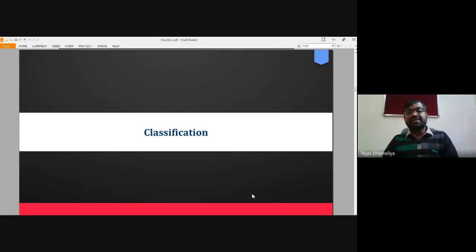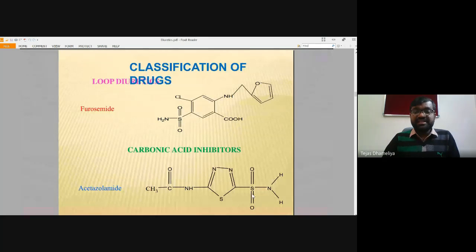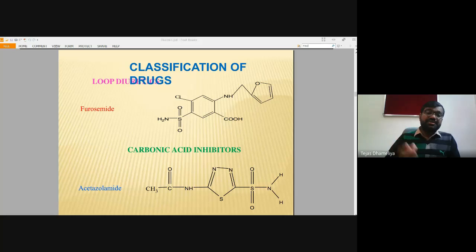Okay, so now let us learn the classification. We are talking about several types of diuretics and the substances which can cause diuresis. So we are going to discuss all those diuretic substances. These are the various substances such as loop diuretics. Loop diuretics are one of the potent diuretics, also termed high ceiling diuretics, as they are the most potent substances because they are used at only, let us say, 10 milligram, 5 milligram, sometimes 2 milligram.